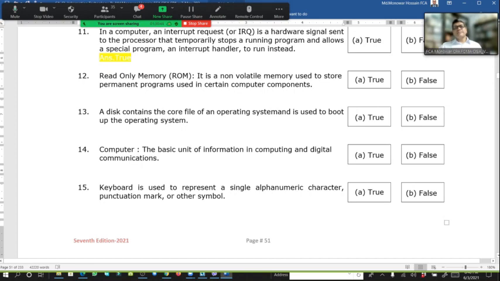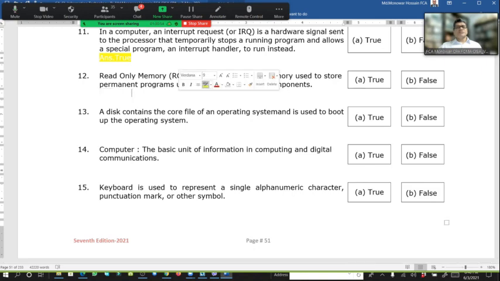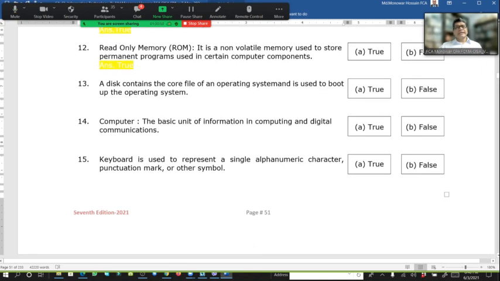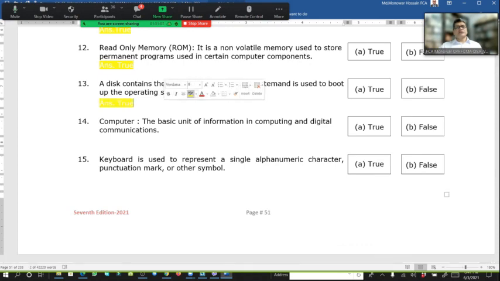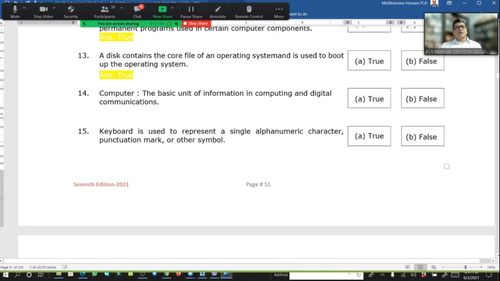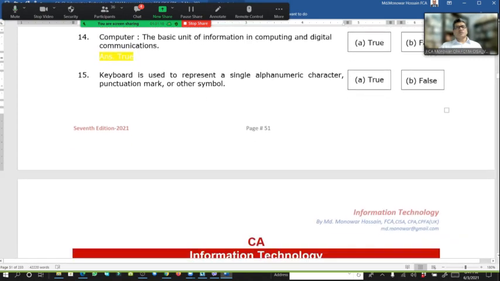Read-only memory, ROM, is a non-volatile memory used to store permanent programs used in certain computer components. True, sir. A disk containing the core files of an operating system is used to boot up the operating system. What would that be? True, sir. The bit is the basic unit of information in computing and digital communication. It's also true, sir.